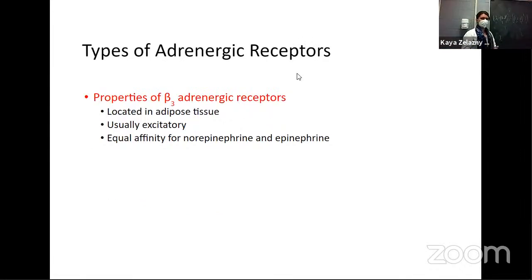Our beta 3 adrenergic receptors are usually located in adipose tissue, so in fat. Like the beta 1 receptor, they're usually excitatory, and like the beta 1 receptors, they have equal affinity for norepinephrine and epinephrine.